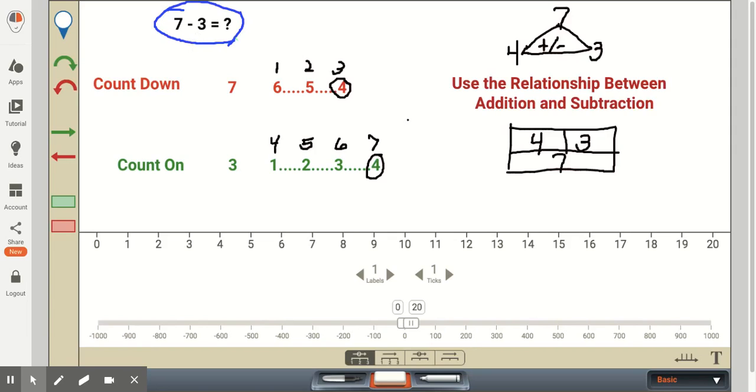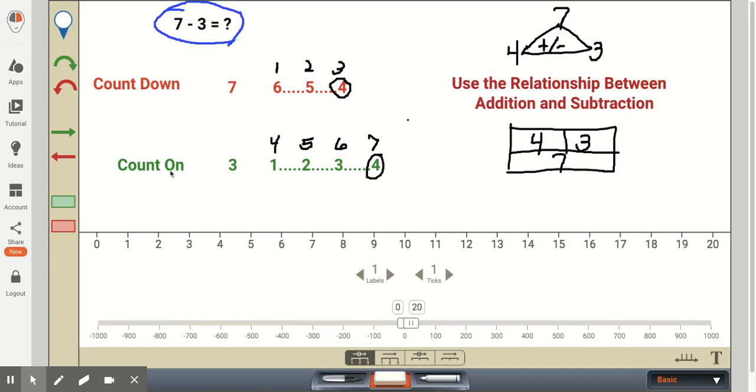One of the strategies that students can use is the countdown strategy. By starting at 7, students will need to count down 3. So when they count down 1, they get to 6, count down 2, they get to 5, count down 3, they get to 4. Or looking at this on the number line, starting at 7 and counting down 3, 1, 2, 3, your first grader will get to the answer of 4.